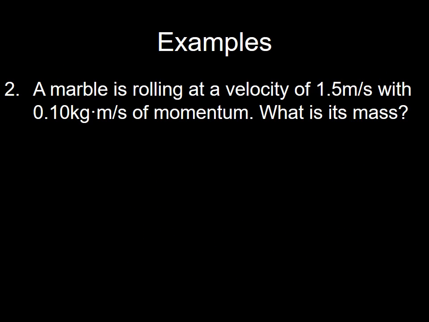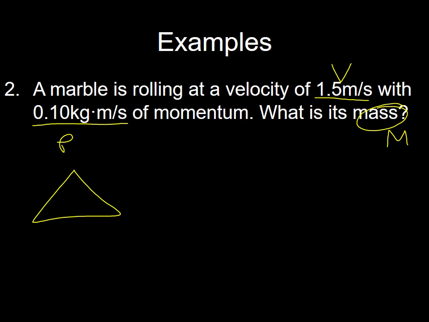Let's look at another example. A marble is rolling with the velocity of 1.5 meters per second and 0.10 kilogram meter per second of momentum. What is its mass? So I'm going to start by identifying my velocity, my momentum, and what I'm being asked to solve for, my mass. So if I put my formula into my triangle, I see that if I want to solve for mass, I have momentum divided by velocity.